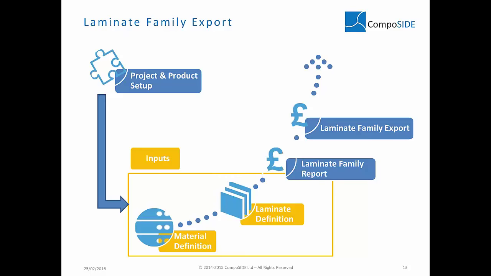So these will be generic inputs, and we will define these for the whole project. So our material definition, which materials we're going to use, we can really select them and filter them into our projects. We then create a laminate with these materials, our stack ups, and then from this we can create a laminate family report. So this gives us our mechanical properties of the laminate, the cost, the weight, etc. And then a very basic laminate family export. So different laminate families, different sub-laminates within a laminate family, we can show and then give this over to our shop floor.